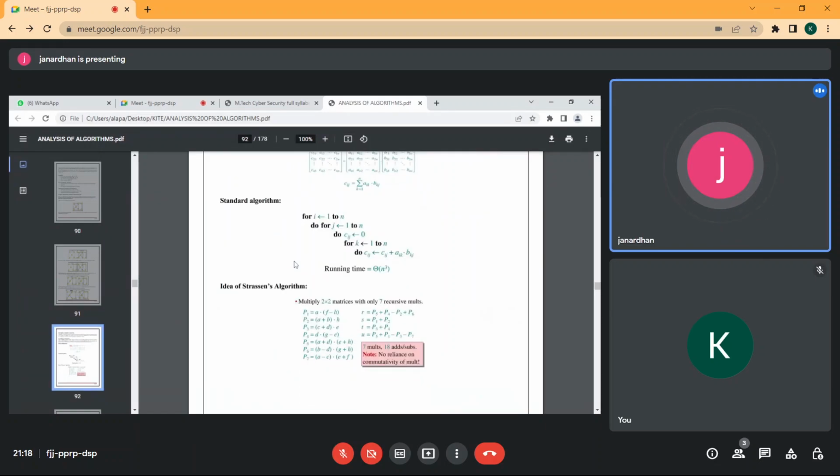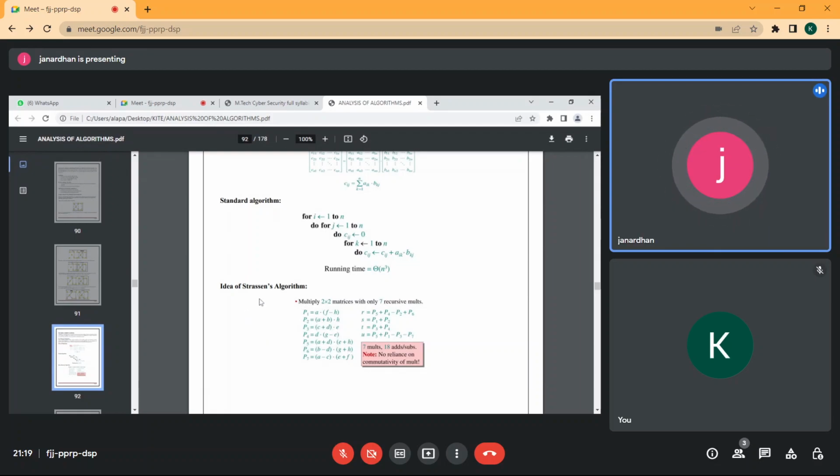Standard algorithm: for i equal to 1 to N, for j equal to 1 to N, do Cij equal to 0, for k equal to 1 to N, do Cij equal to Cij plus Aik into Bkj. Here there are 1, 2, 3 loops. For loop, one more for loop. Okay, so big O of N cube is the time complexity for this. There are 3 for loops, and these for loops run from 1 to N. So N into N into N, N cube.